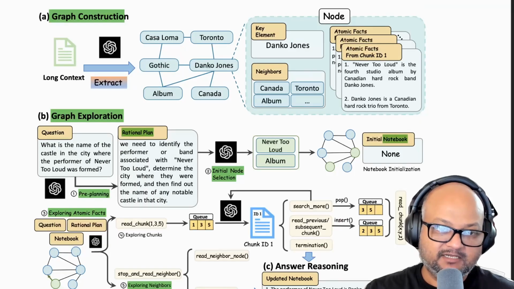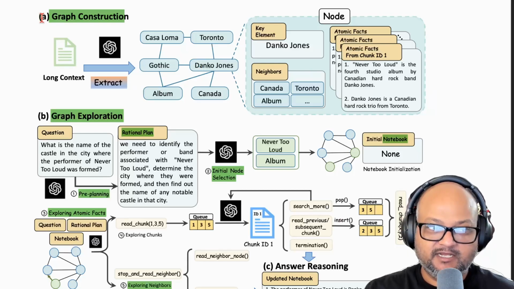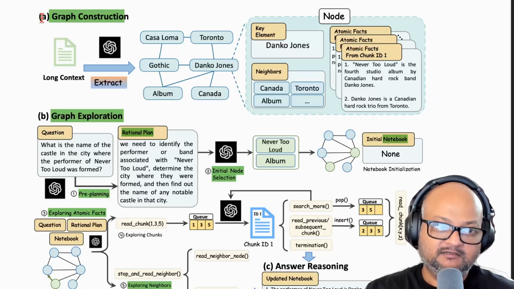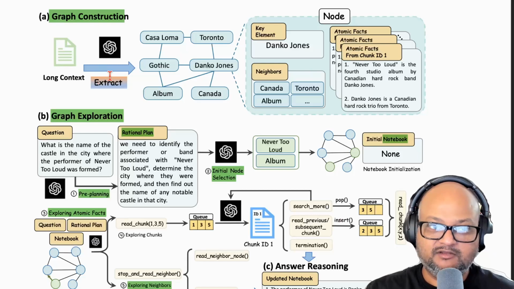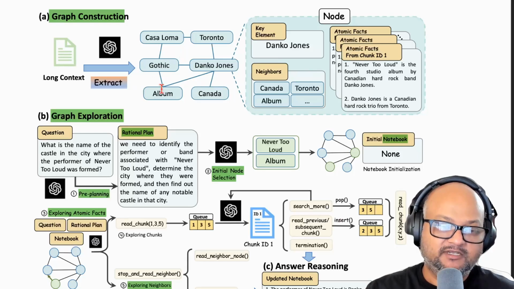This diagram explains the entire process end to end. The first step, which is done offline, is to construct a graph from your documents. And the way they do this is by using an LLM like GPT-4 that is prompted to take in a document and output a knowledge graph of the concepts in that document. So here you'll see an example with places and people and concepts and how they're related to each other.